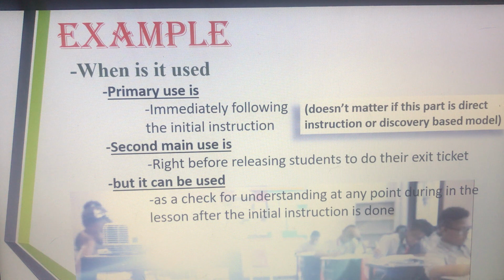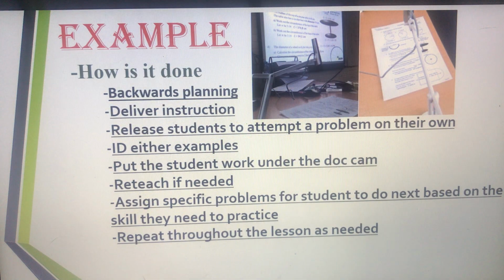But those are the two main times, but you could use it at the very beginning of class as a check to see what students remember from a previous day. You can use it in the middle of class. You can use it at any point, but those are the two primaries. How's it done? I'm going to go through all of these things you see written right here, but that just gives you a little bit of an idea where we're about to go.